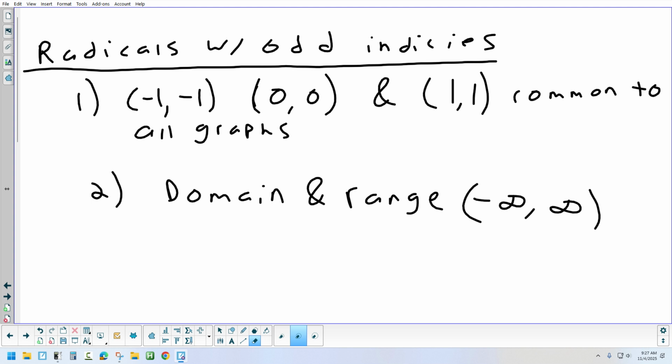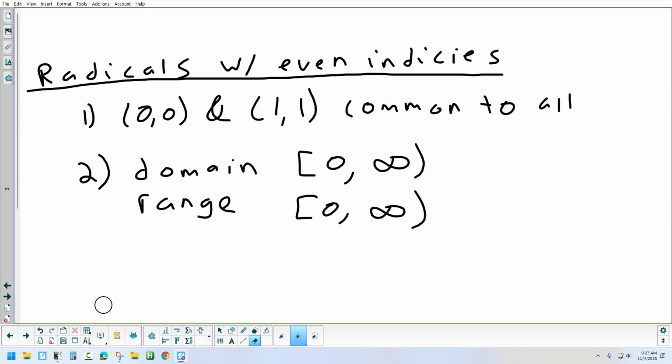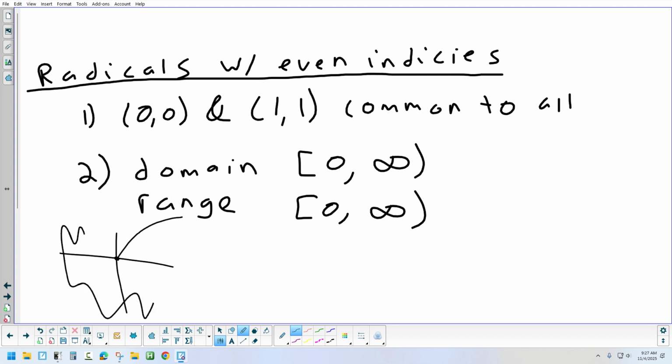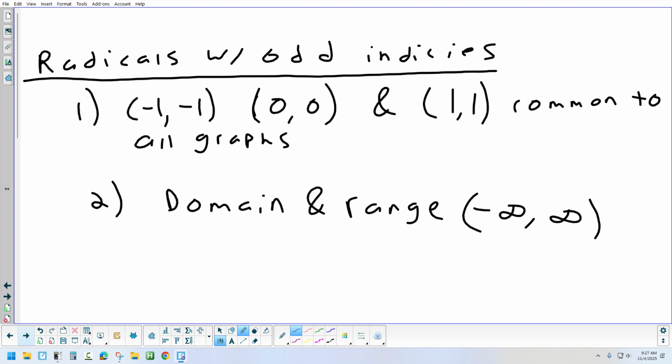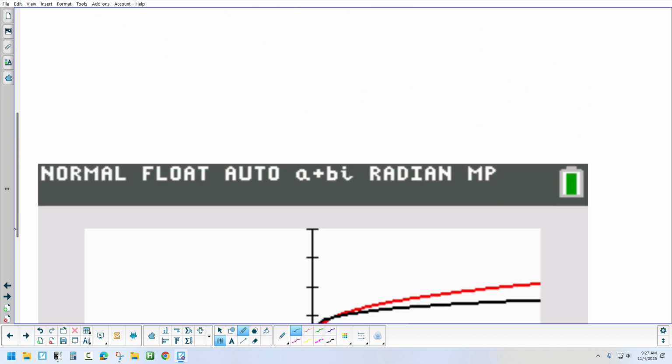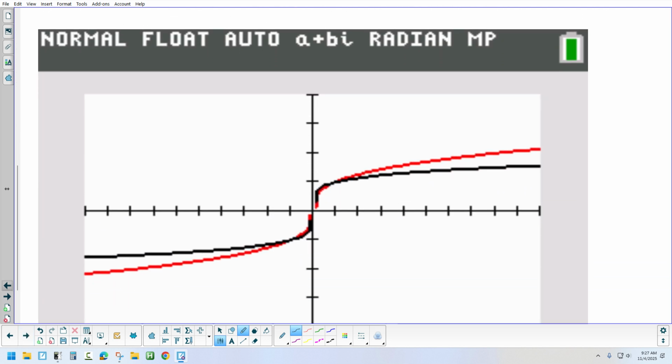And unlike the domain and range of even roots, which basically started at the origin and curved up, so it only went to the right and up, that's why the domain and range don't include any negative numbers, because it doesn't go down here. Odd roots go left and right forever, and they go up and down forever. I know it kind of looks like this root is leveling off, but it never does. It keeps slowly dropping down forever.